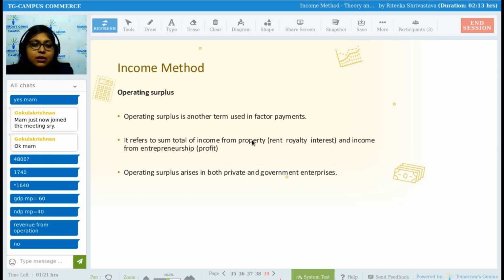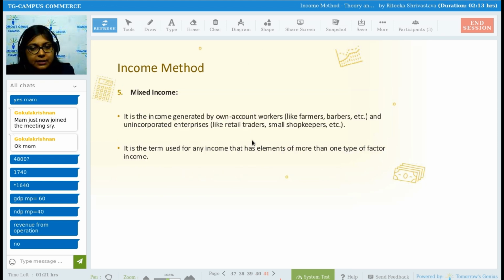Next part is surplus. So we'll come back to operating surplus later on. First, we will see the last component of the income method, that is mixed income. Now, what is mixed income?